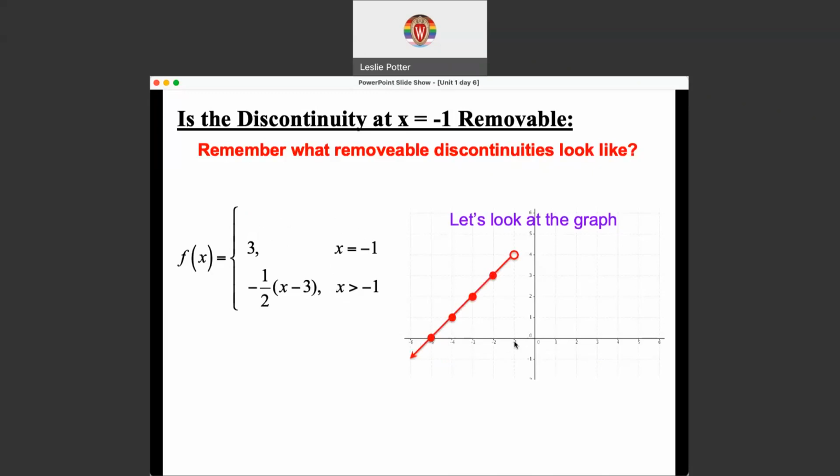Okay, now notice what I did there. Because this is strictly less than -1, I don't have a function value there, right? But I know that as I approach -1, I'm approaching 4. So I put an open dot there. Okay, so that's that part of the domain.